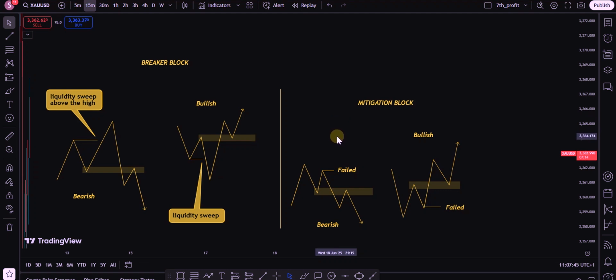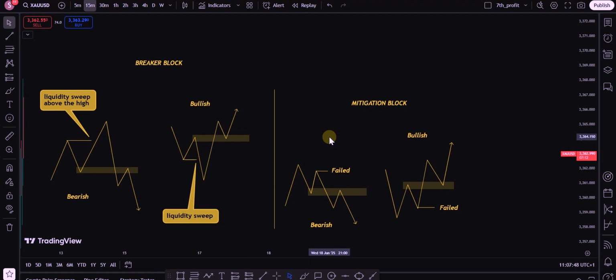Now, in this video, like I said, I will talk about breaker block and mitigation block. As I annotate it here for you guys, this is a breaker block. We have a bearish breaker block and a bullish breaker block. By my right here, we have a bearish mitigation block and a bullish mitigation block. I will talk about how to use this concept to improve your chart analysis, the psychology behind them, and why they work in the market, right?